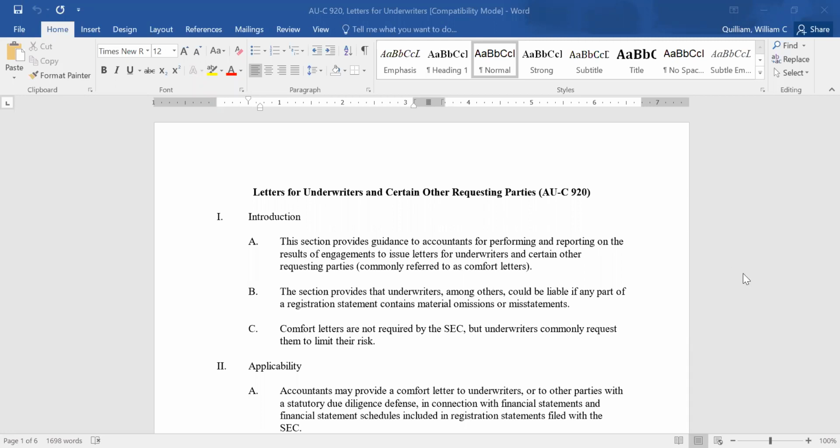This is our discussion of letters for underwriters, also certain other requesting parties, as we will see along the way. The material that we have here comes from Auditing section clarified 920. So what are we talking about with an underwriter?